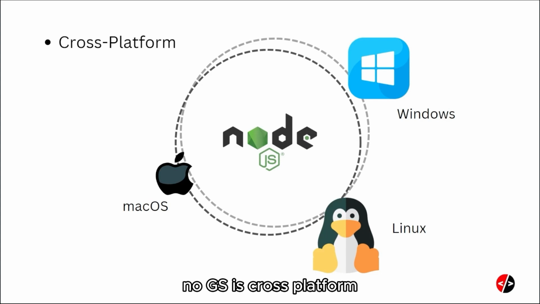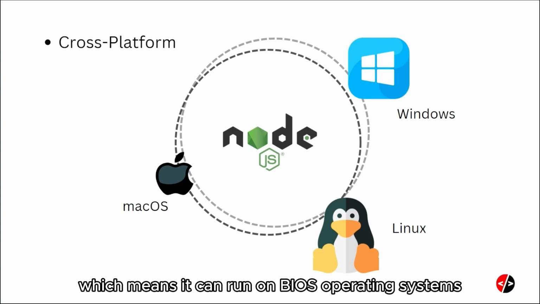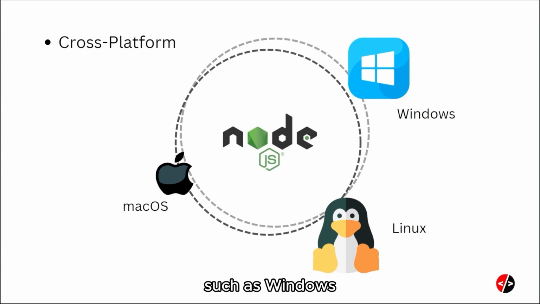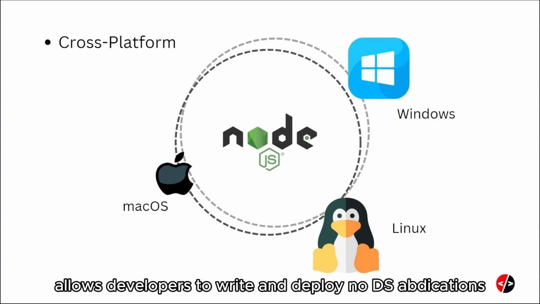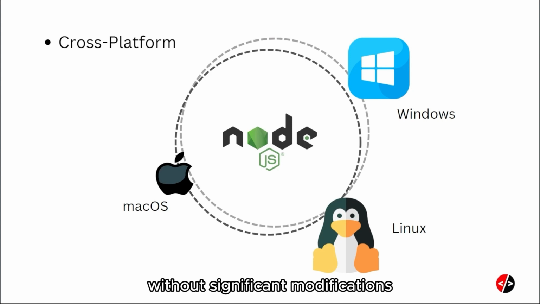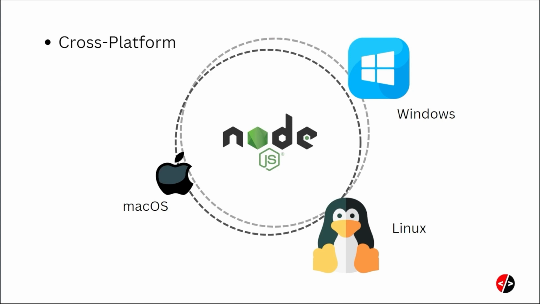Node.js is cross-platform, which means it can run on various operating systems, such as Windows, macOS, and Linux. This cross-platform compatibility allows developers to write and deploy Node.js applications on different environments without significant modifications.